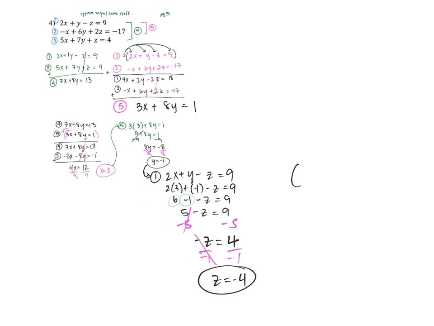I can write this as a 3 coordinate point, which is 3 for x, negative 1 for y, negative 4 for z, and there's only one solution because there's only one coordinate here.